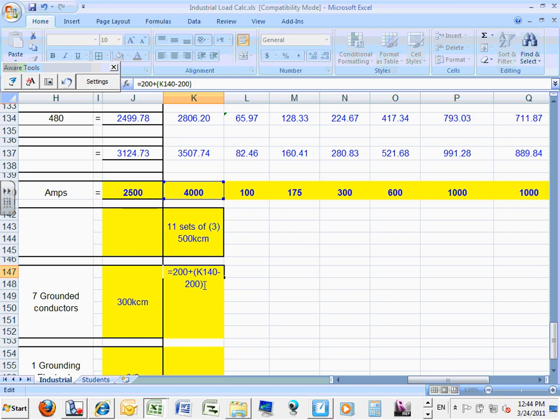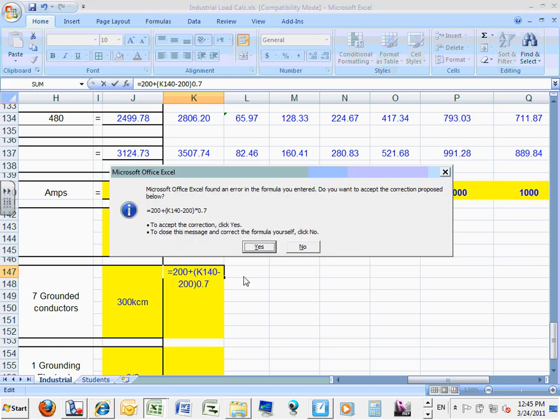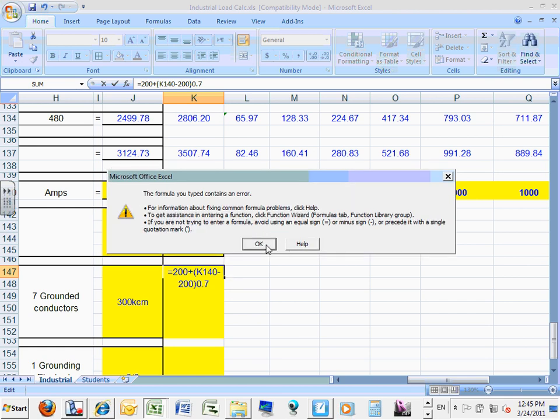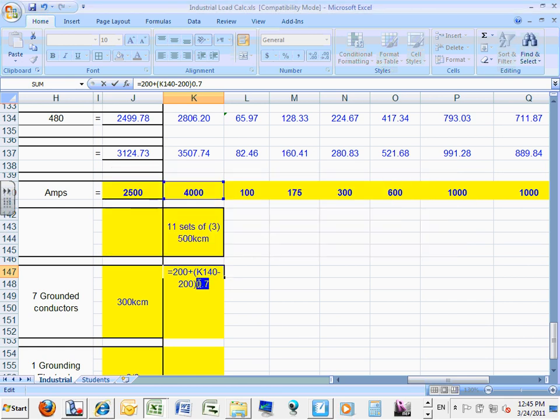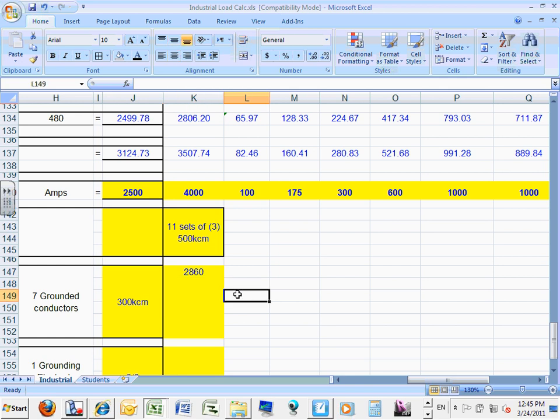This is whatever is larger than 200, multiplied by 0.7 from the code. This is the amp that I can size. What did I do wrong here? You didn't put the multiplication. Okay, multiplied by 0.7. Anything higher than 200, guys, the code allows you to cut it by 70%. Okay, so enter. Here's the size that I need to size my neutral.